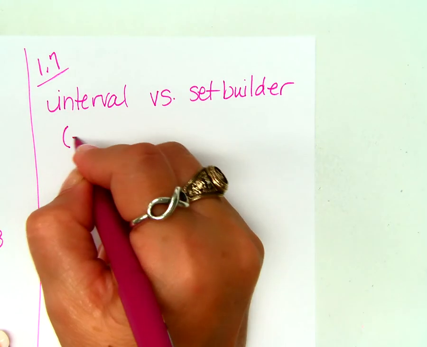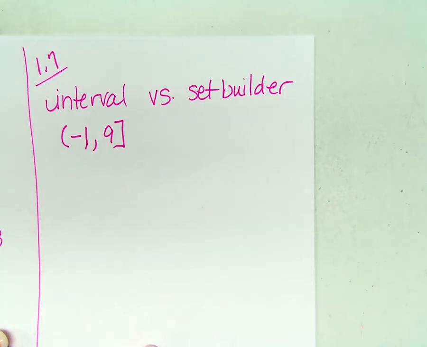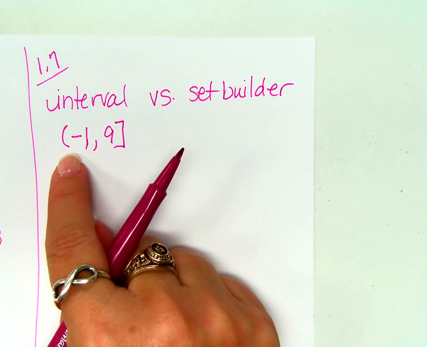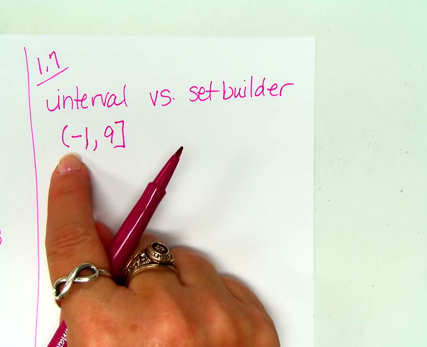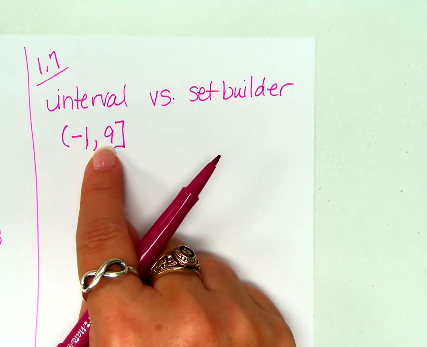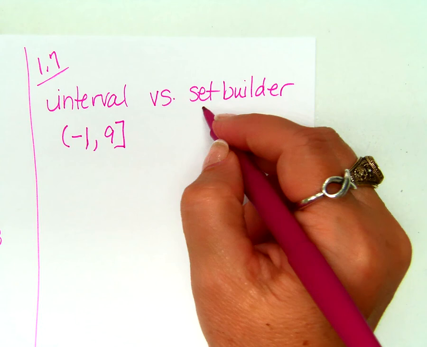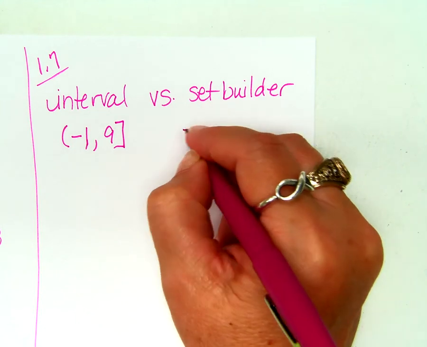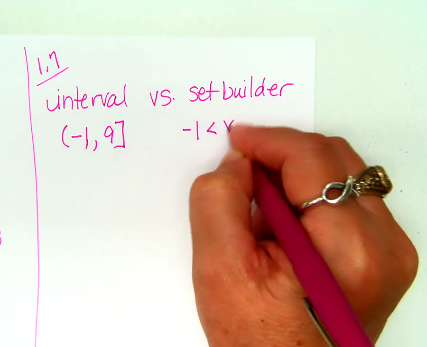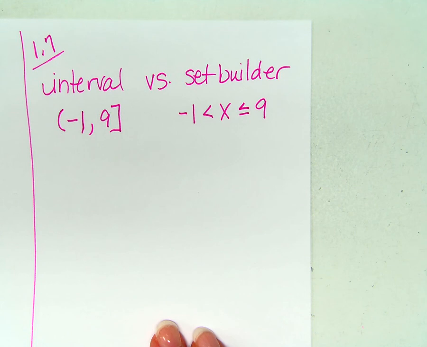Interval notation is going to look something like this. -1 to 9. Is -1 included as part of my domain? No, because it's a parenthesis. Is 9 included as part of my domain? Yes, because it's a bracket. Okay? So set builder notation would look like -1 is less than x is less than or equal to 9. Okay?